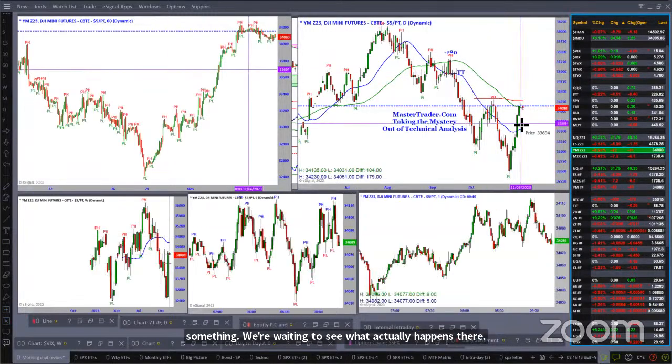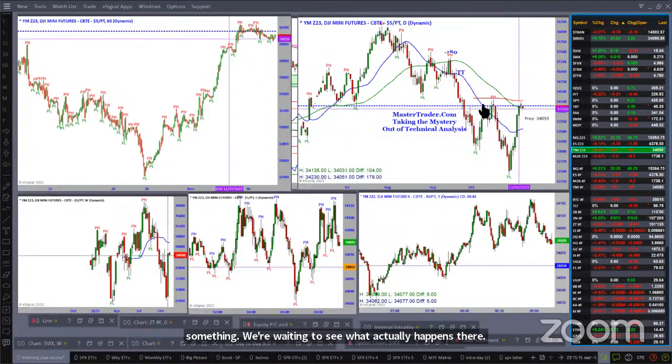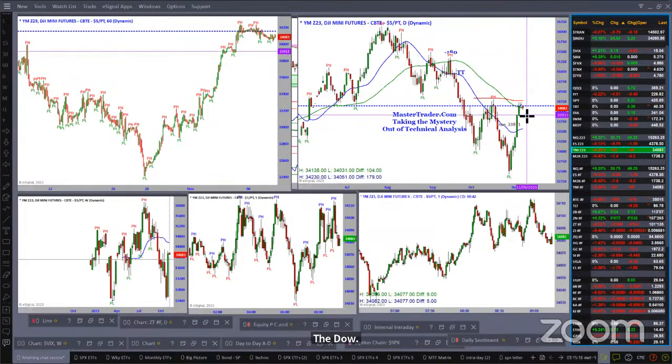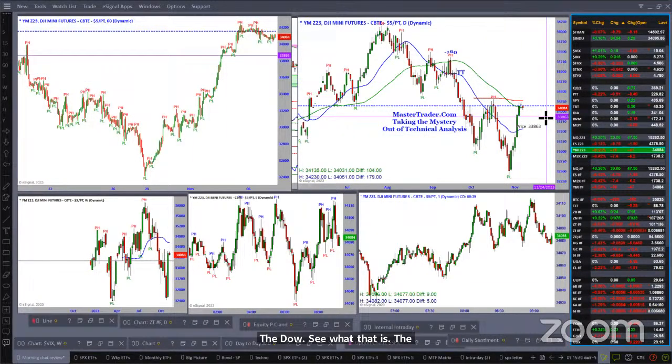The Dow. An alert target has been reached. Okay, so let's see what that is. The Dow just chopping around here at resistance. So it's the same thing. Right now it looks like we're in for some choppy price action.